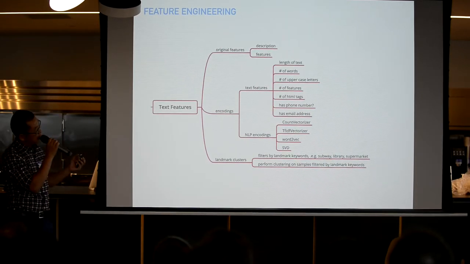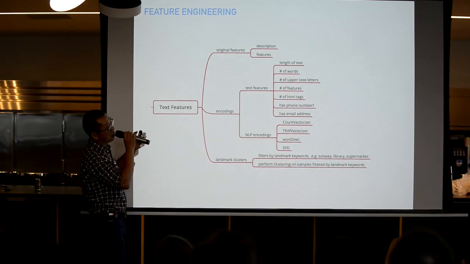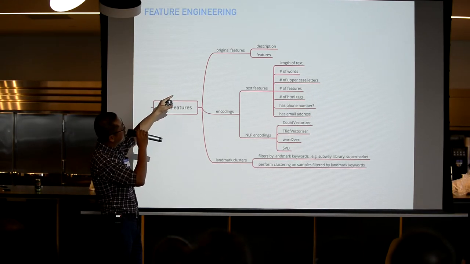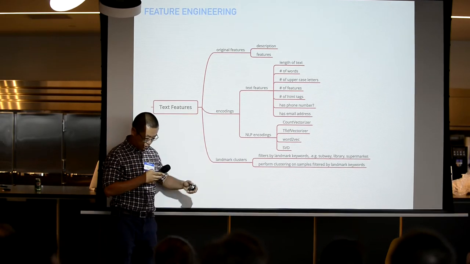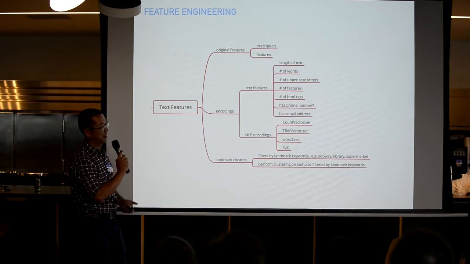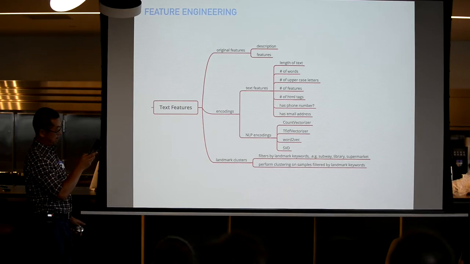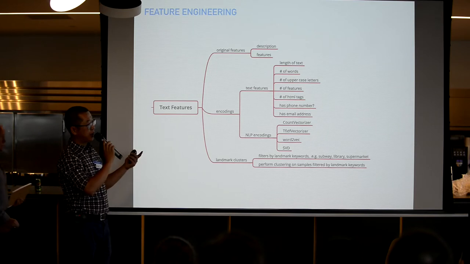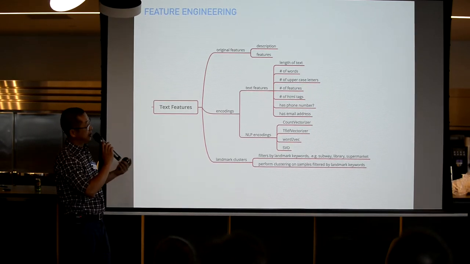Okay, let's first take a look at the text features. In this competition, there are two types of text feature. One is the description, another is features. By features, it includes the apartment features such as the elevator, things like that.